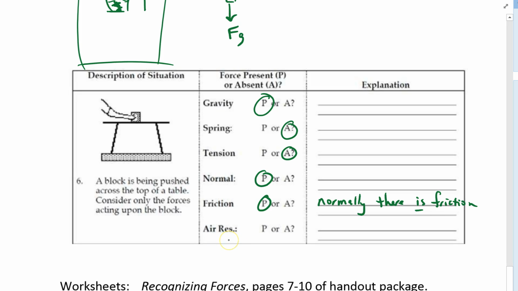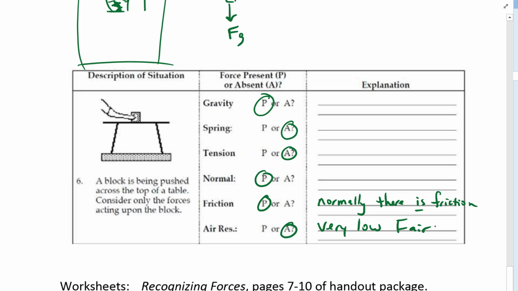Is there air resistance? Well, air resistance is only a factor if you're moving quickly. I don't think in this case, so I'm going to say absent, or very low F air. So it's not enough to really be significant.